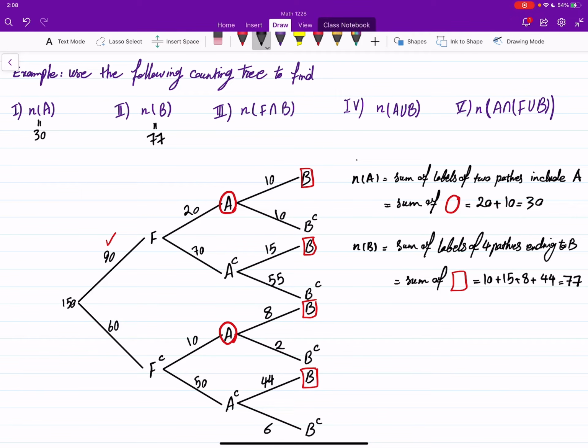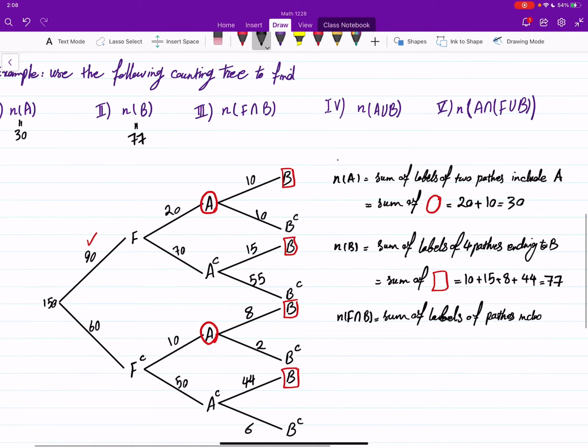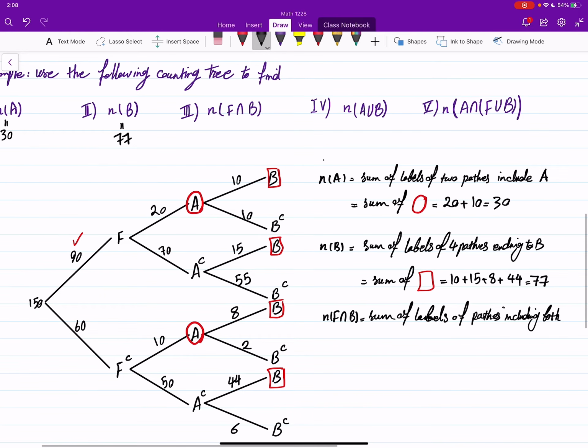How about N of F and B? You would say, okay, just go find it on the tree, but you notice that F is in the 1st level and B is in the 3rd level. This number won't be a label on the tree. You have to find the sum of labels of paths including both B and F.